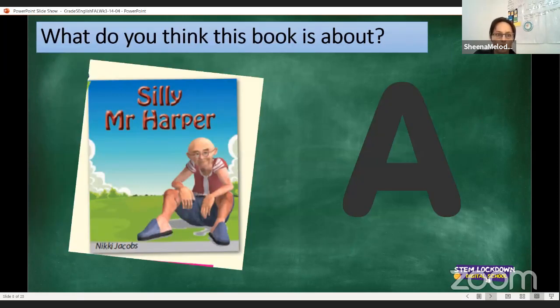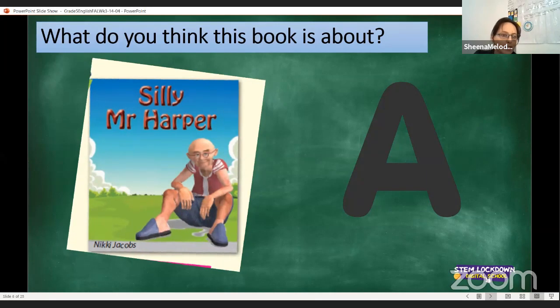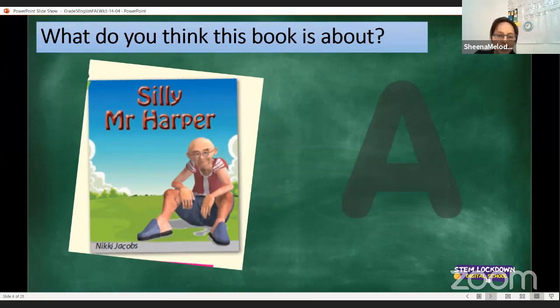Okay. So, what do you think this book is about? So this is A, Silly Mr. Harper. Okay. I see a few hands raised there. Okay, Bryce, you say it's about a silly man. See, Claire, you say the old man is silly. Very good.